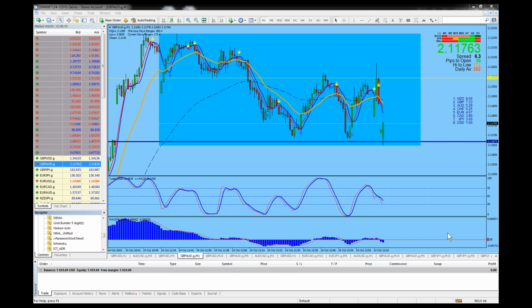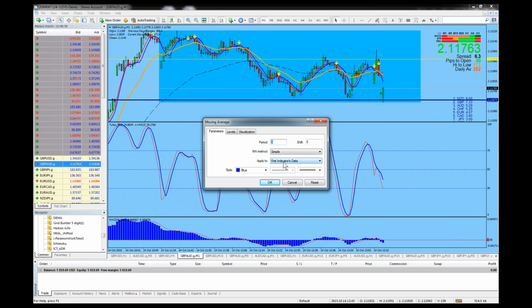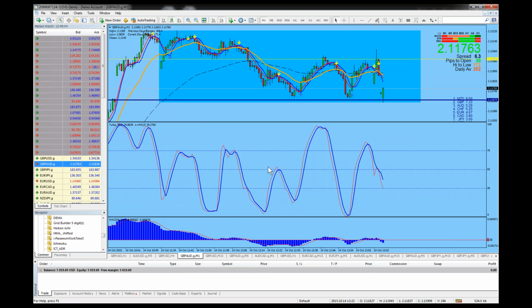Lou, that turbo thing you've got there, what's that? Is that an MA on top of it there? Oh, yes, I was explaining this. It's a 3 MA. It's something I put together myself, not like it's a great invention or whatever, and apply the first indicator's data. And what's your setting for the turbo itself? The turbo itself should be 7.